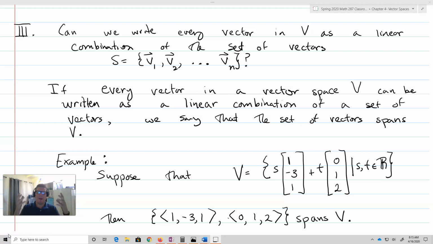For example, suppose that we have V, and we say V is s times (1, -3, 1) plus t times (0, 1, 2), with s and t belonging to R. What's clear is that if I pick an s, with t being 0, I get all the vectors along (1, -3, 1), or if I pick s equaling 0, I get all the vectors along (0, 1, 2). And then if I choose any s and t, I get all of the linear combinations of these two vectors. Consequently, this set spans V, whatever V happens to be.